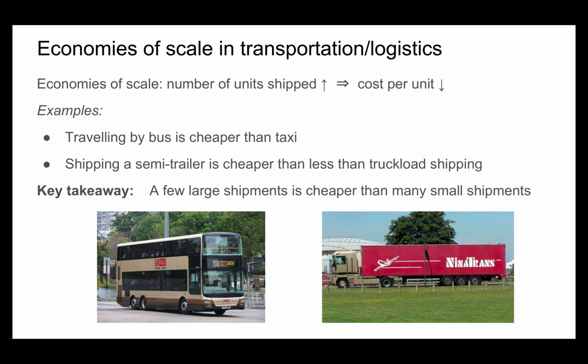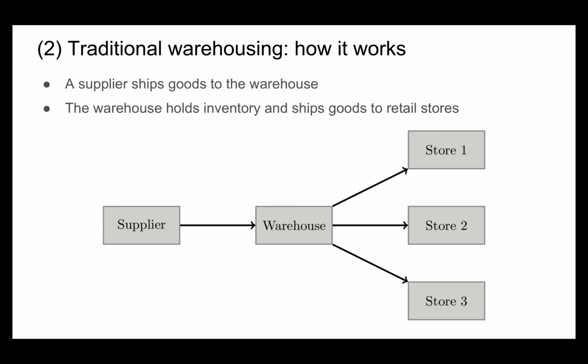The second example is from the context of trucking. If you ship an entire semi-trailer, as shown in the bottom right here, it is usually cheaper per unit than if you're just shipping a few boxes. Shipping less than an entire truckload, such as a few boxes, is known in the logistics industry as less than truckload shipping. The key takeaway from this slide is that it is usually cheaper to make a few large shipments than it is to make many small shipments.